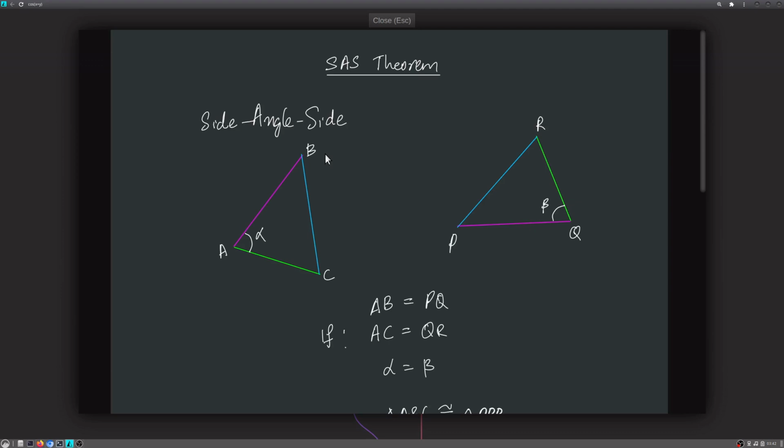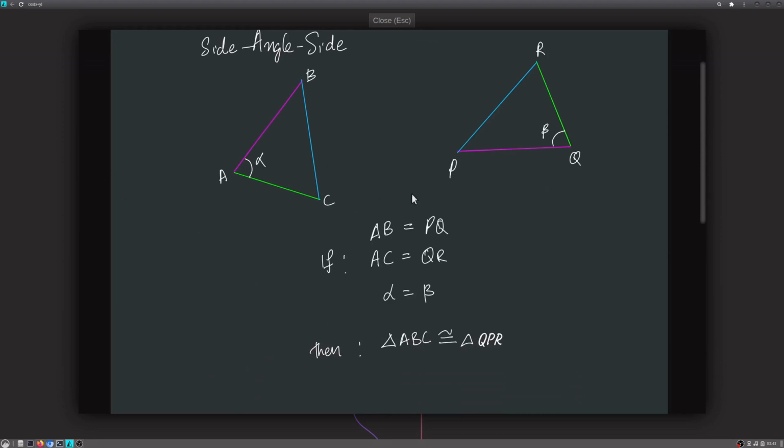Now, here's the thing, there is a lot of redundancy in a triangle. That means we don't have to actually check three sides and three angles. The side angle side theorem is one way to check whether those two are congruent. As per the side angle side theorem, you just have to check two sides and the angle between them, between these two triangles. So in this case, AB is equal to PQ and AC equal to QR. And the angle between these two, here it's alpha and here it's beta, and these three are matching between these two triangles. So we can say that these two triangles ABC and QPR are congruent.